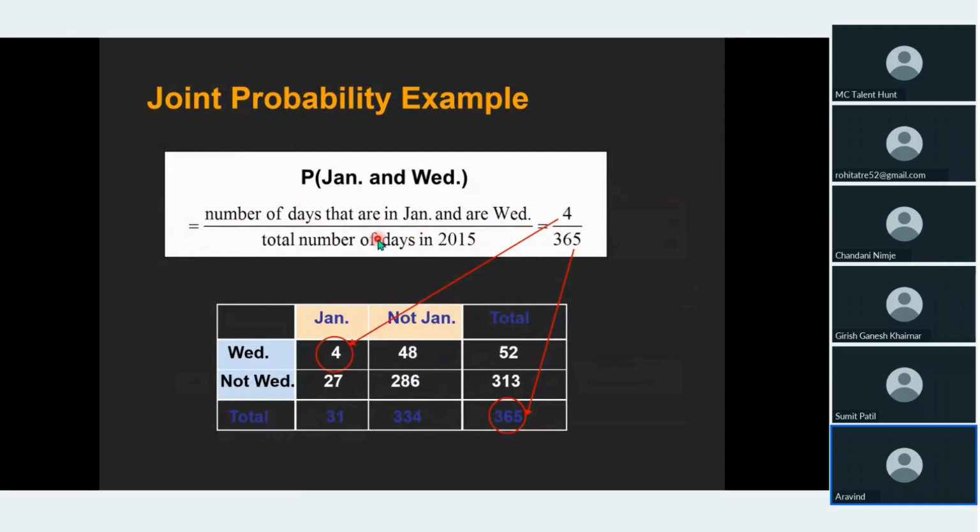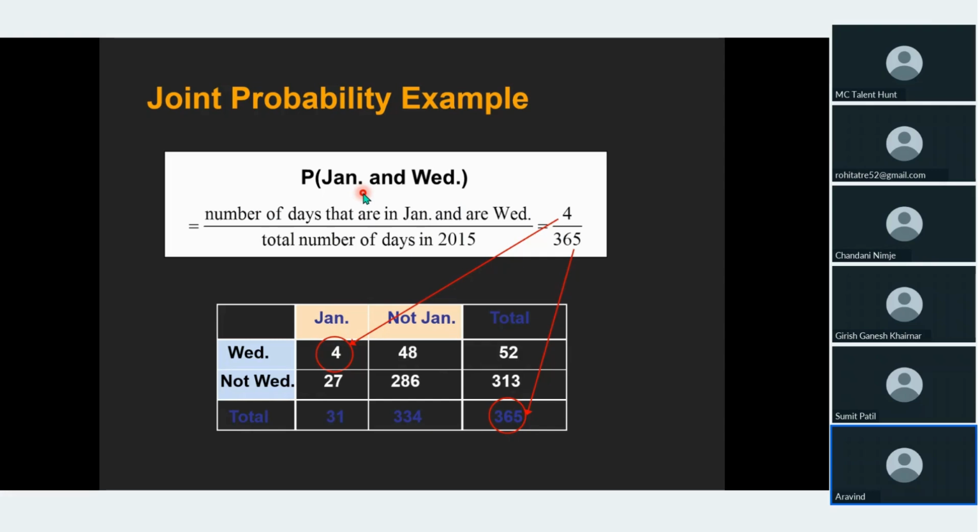So I told you what the joint probability is. Suppose you want to find how many Wednesdays are in the month of January for the year 2015. How do you calculate the probability of January and Wednesday in 2015? It is the number of days in January that are Wednesday divided by the total number of days in that year. So what is that? 4 divided by 365.